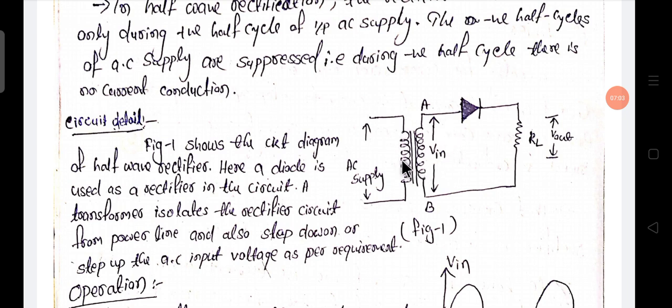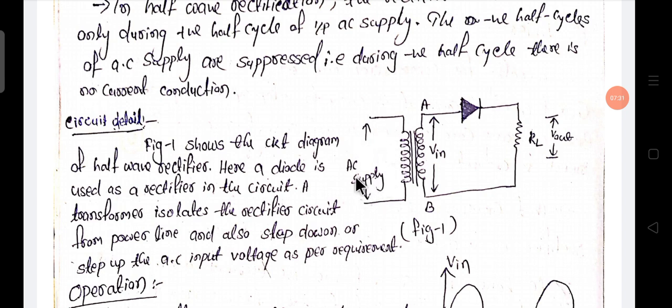And the second purpose of using a transformer is to step down or step up the input voltage as we require for our operation. Step up means increase the voltage. Step down means decrease the voltage. So this transformer also works as a step up or step down of the input voltage.